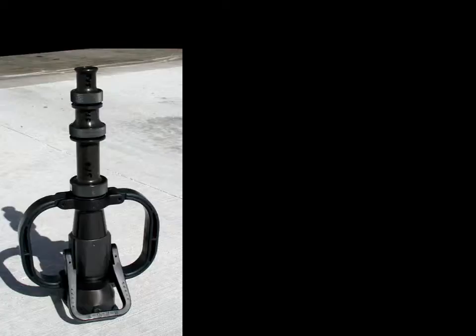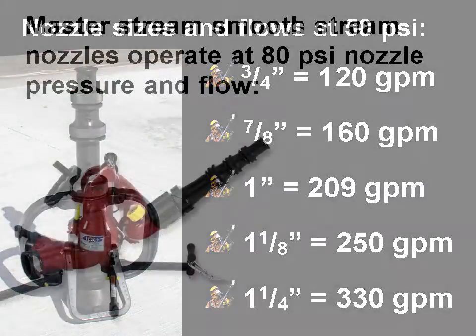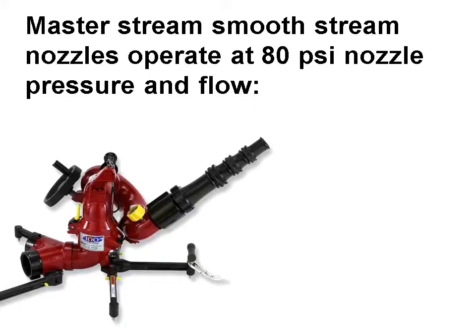Solid stream nozzles for master stream devices operate at 80 psi at the nozzle. They're usually supplied with a 2.5, 3 inch, or can be larger. You can see the different size tips there, starting at the 1 1/4, 413 gallons, all the way up to a 2 inch tip, all the way up to 1,063 gallons per minute. So with a solid bore, you can move quite a bit of water if the need arises.